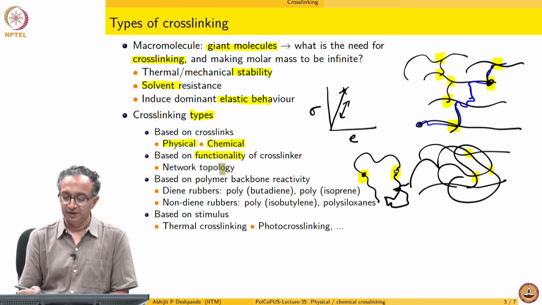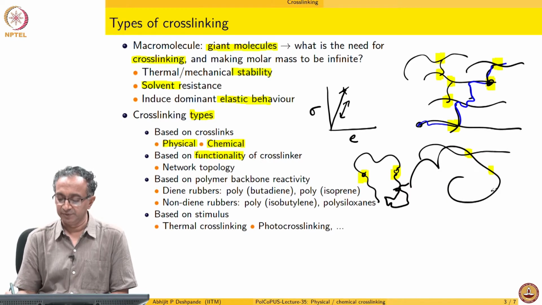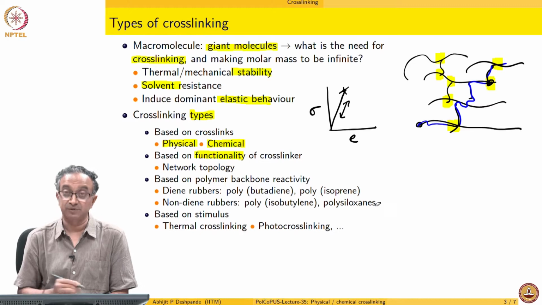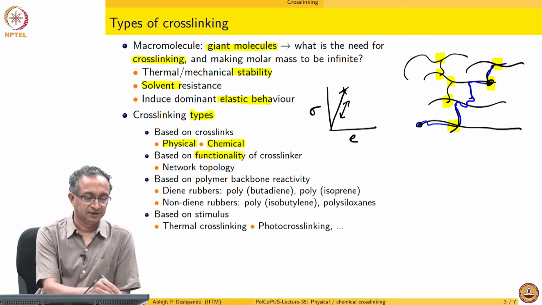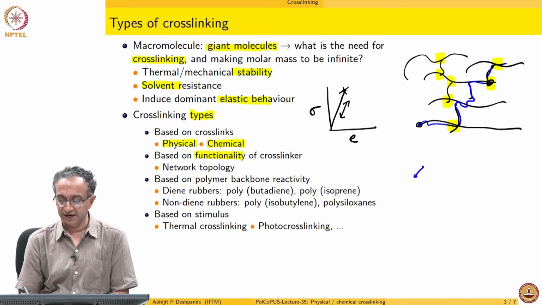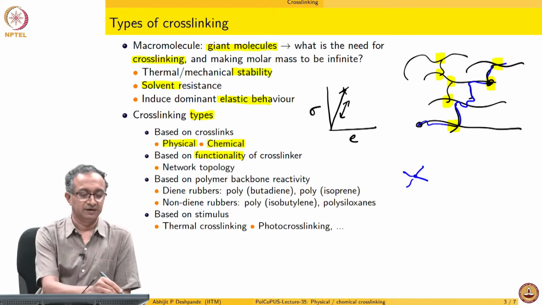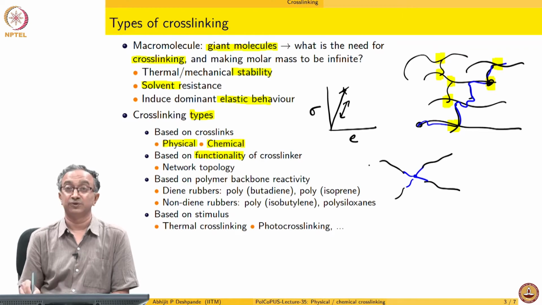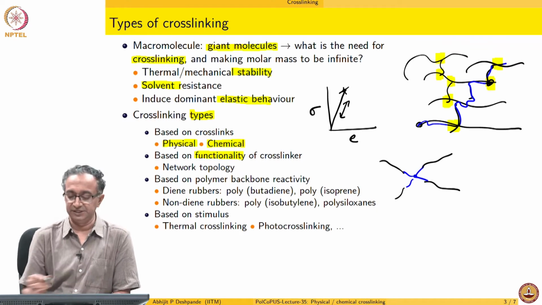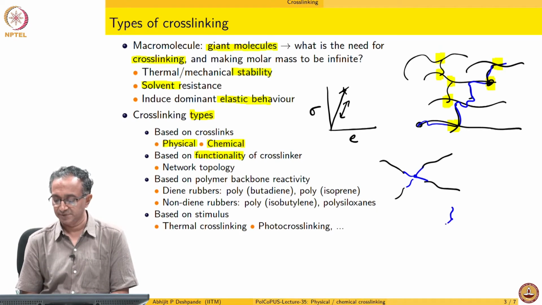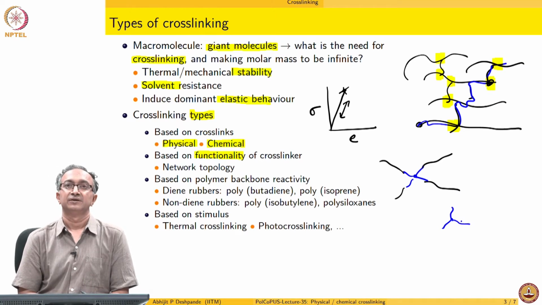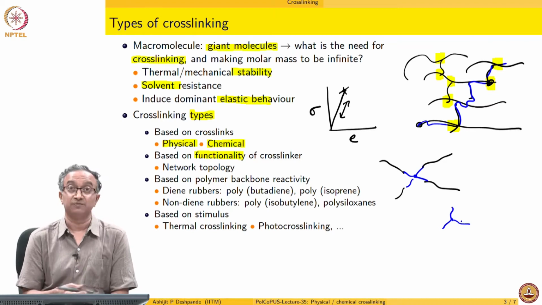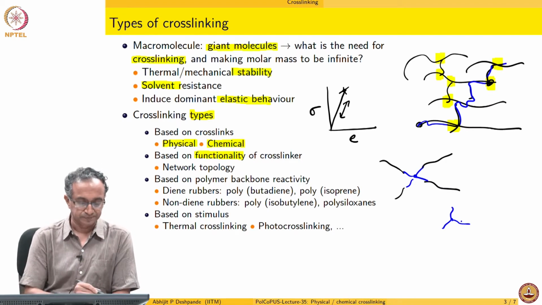And in this case, the functionality, as we have discussed earlier, is how many times a molecule can react. And if a cross-linker can react 4 times, then it will attach to more macromolecules. And so therefore, this will lead to a different topology or structure of the network compared to a trifunctional. So depending on the functionality, we will get different types of networks and therefore different types of cross-linked polymer.